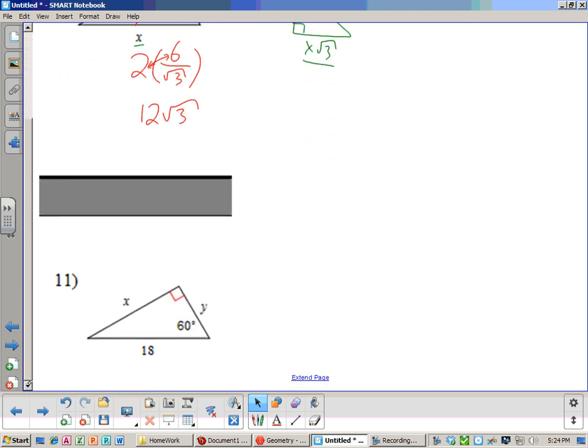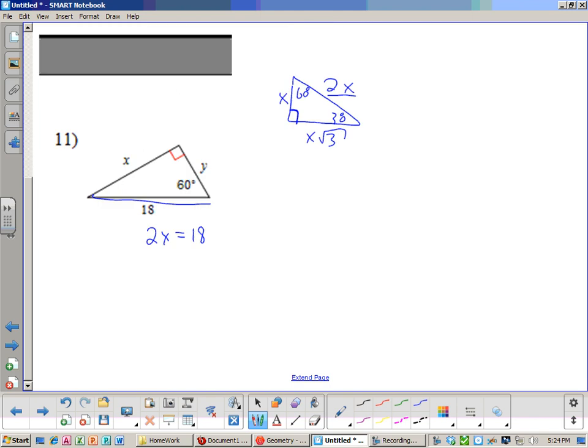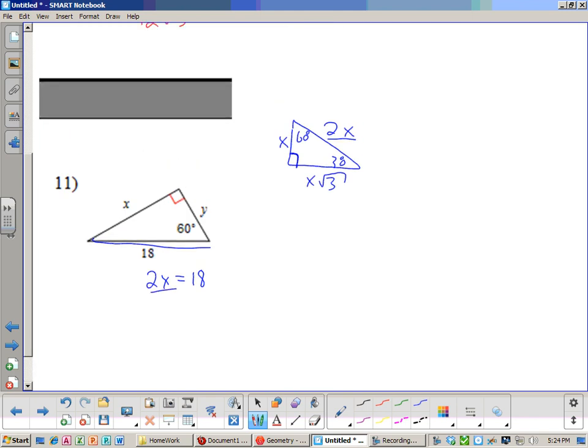Moving on. Take a look here, number 11. Number 11, in the formula that we look at every single time of a 30-60-90 triangle, where this is x, the hypotenuse is 2x, and the medium side is x square root of 3, we're looking at the longest side, 2x. So this is twice x. So twice x is 18. If twice x is 18, then if I solve for x, x is 9.